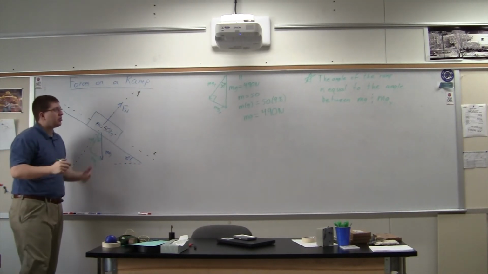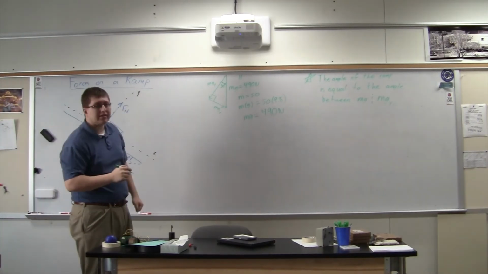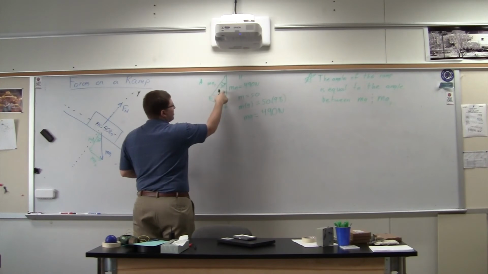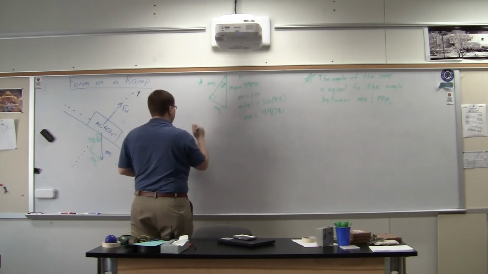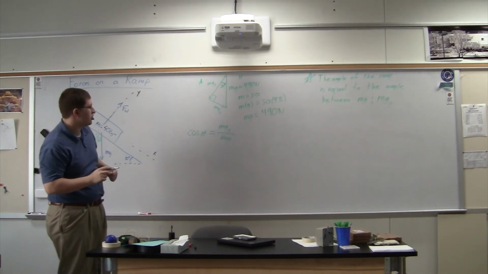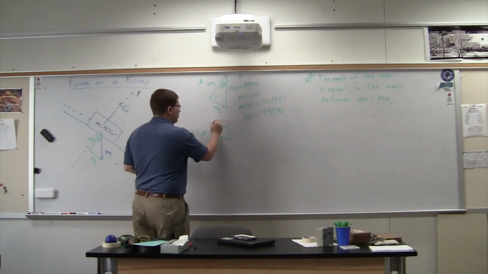And so we can use that to solve for mgy and mgx. I'm going to say that mgy is my adjacent side because it's touching my angle. So I'm going to use cosine. Cosine of theta is mgy over mg. Again, that's my adjacent over my hypotenuse.